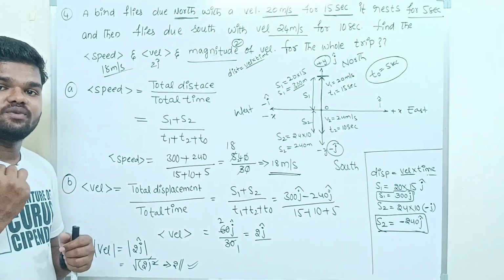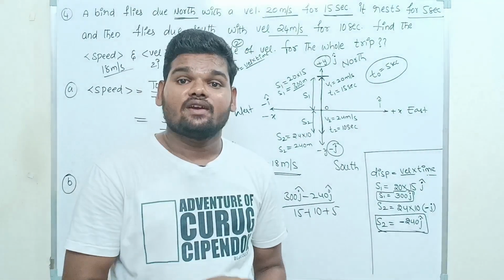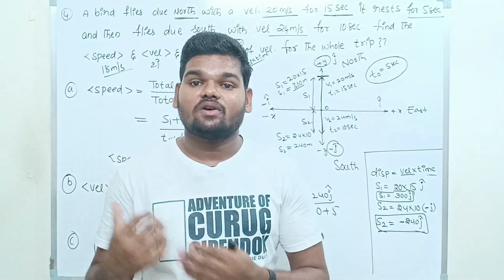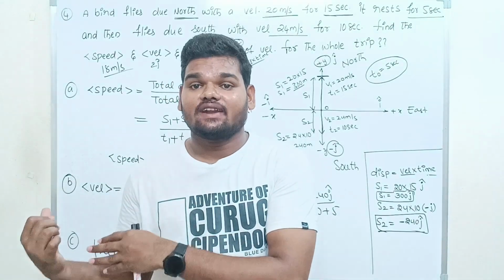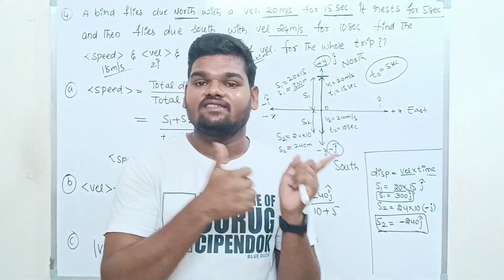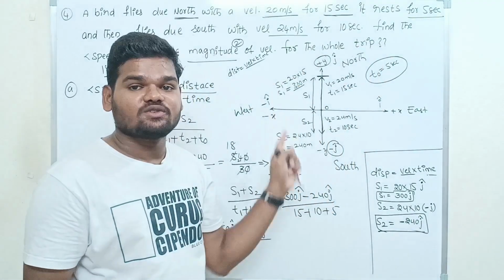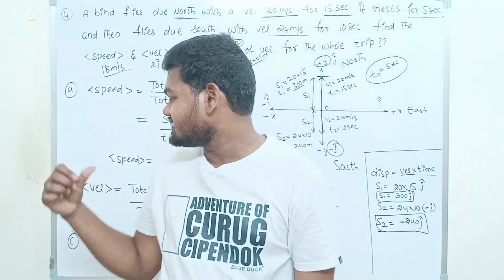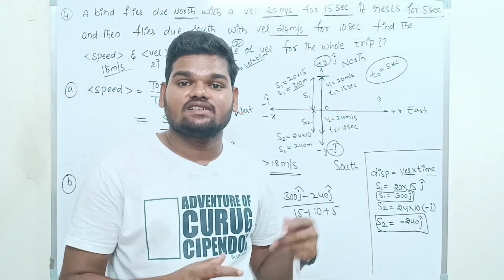3, 2, 1, go. Right. So this is the end of today's session. I hope that you enjoyed this lecture, and you understood what is speed, what is velocity, what is average velocity, what is average speed, and how to solve directional problems in case of average speed and average velocity.